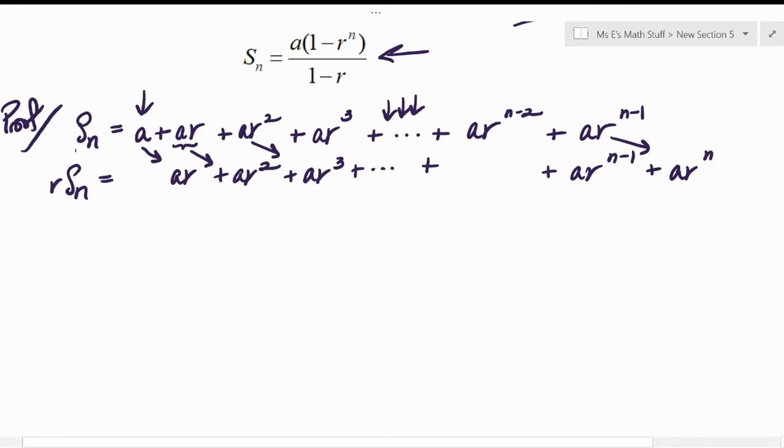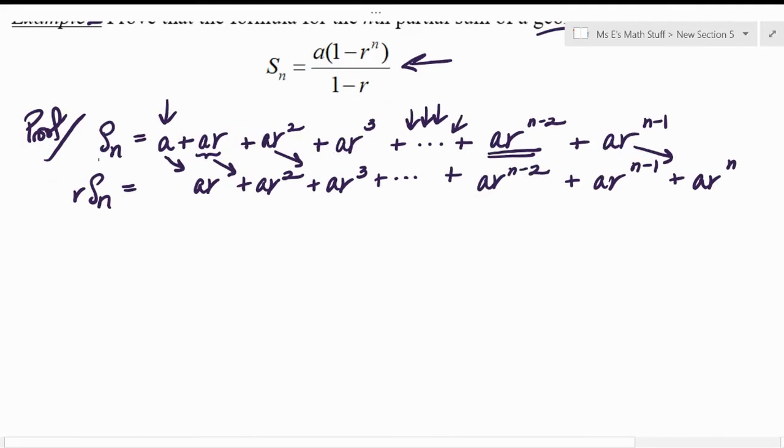And then right before AR to the n minus 2, implied in this plus dot dot dot mess, would be A times R to the n minus 3. When you multiply that by another R, you get that. Okay, so why did I line it up like that? Because the way to prove that formula up there would be to now subtract these two rows from each other.